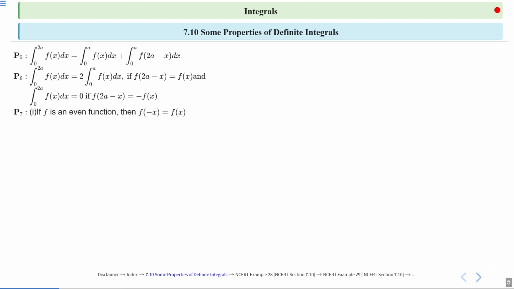This is an even function because when we put in place of x minus 1 or plus 1, the value is the same, 1. Like if we put 2, then the value of f(x) is 4, and if we put minus 2, then it is again 4. So the value of f at minus x and f(x) is the same. Then the function is called an even function.